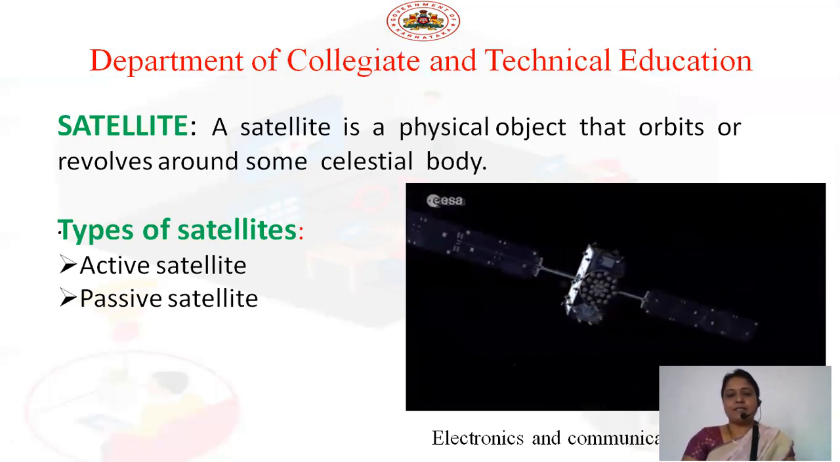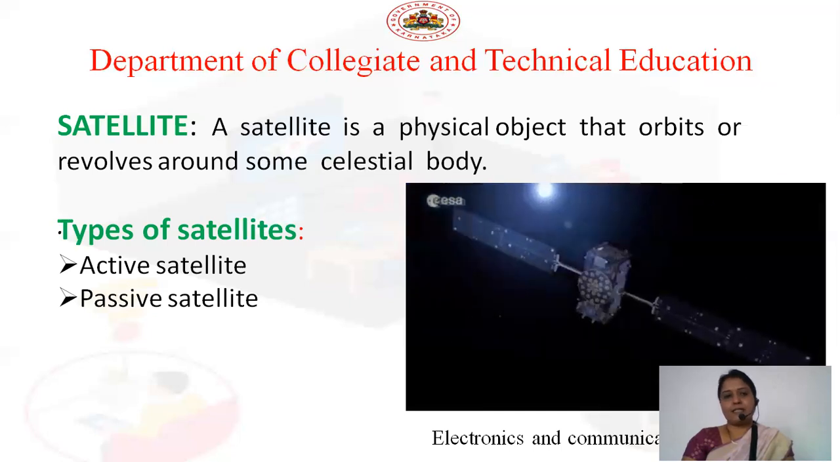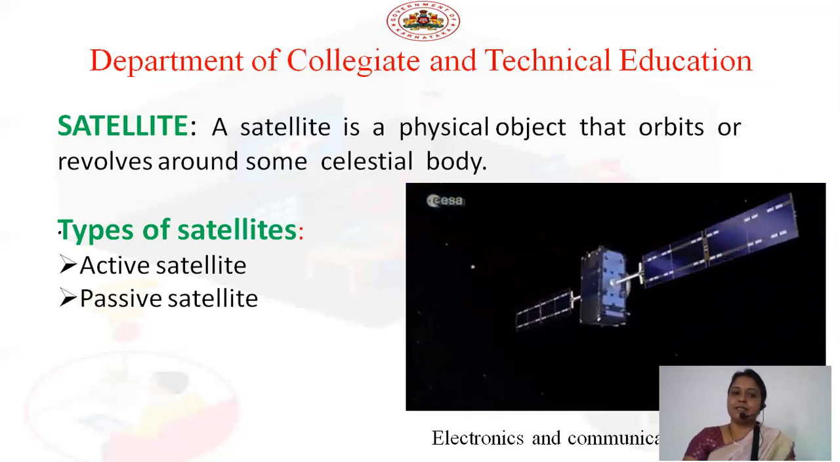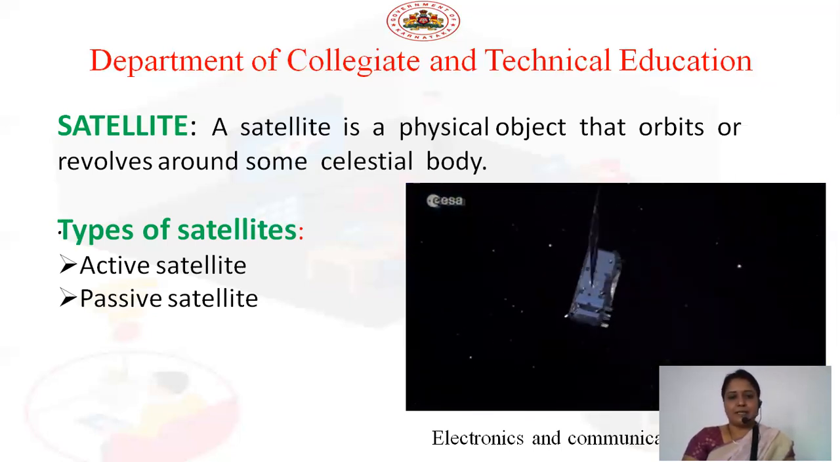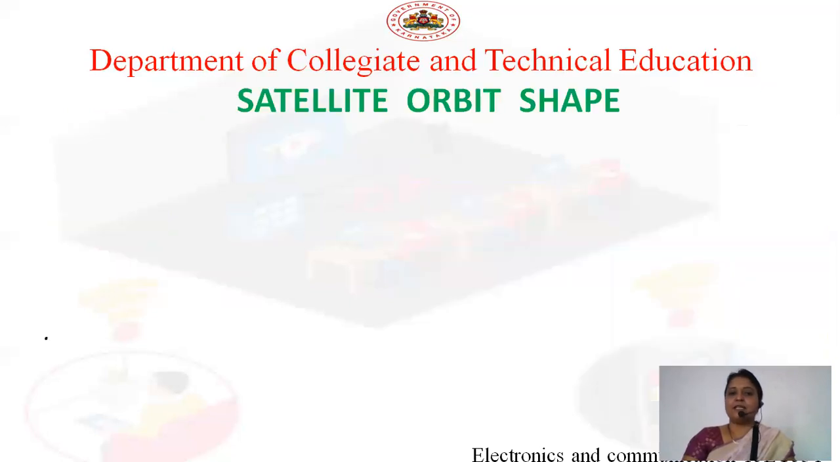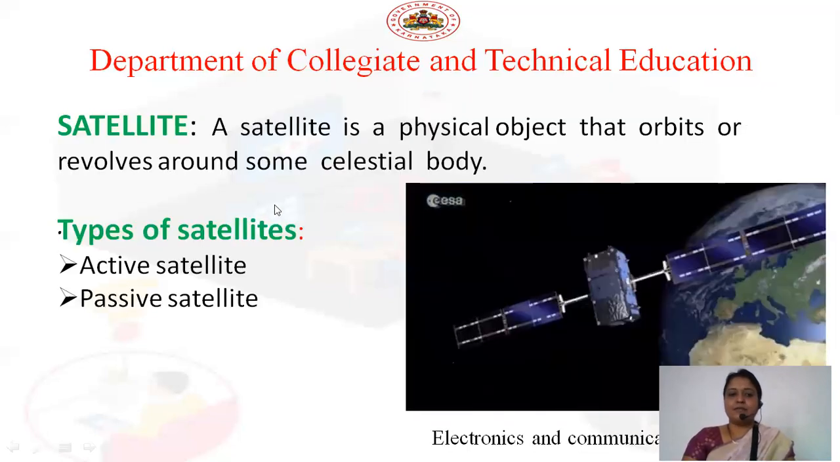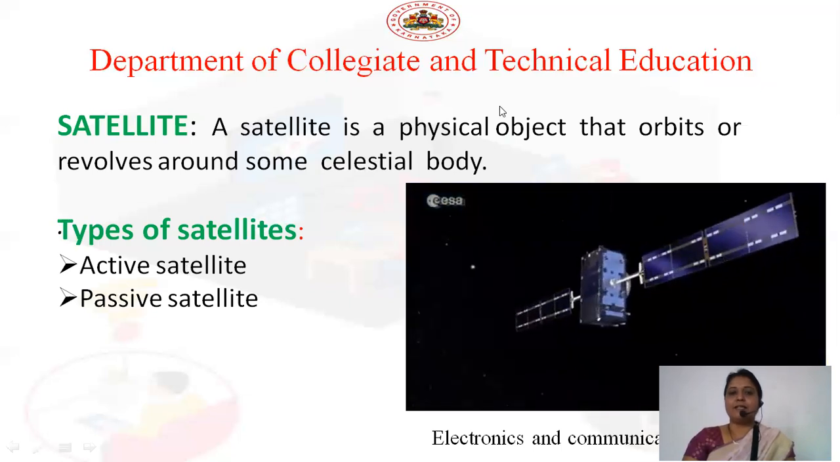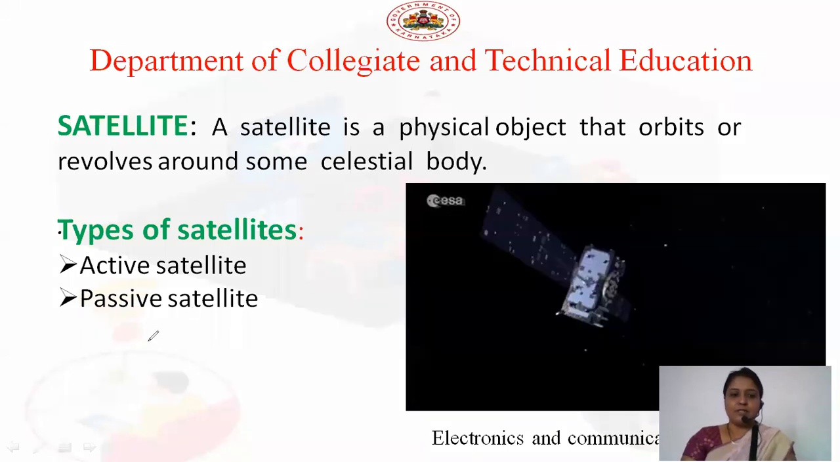Again, for the types of satellite, different types are available. One is the active satellite and the other is the passive satellite. What does active satellite mean? In the case of the active satellite, the satellite will receive the signal from the Earth station. Suppose this is the satellite; here it is receiving the signal from the Earth station.